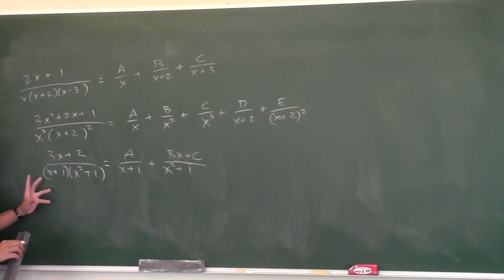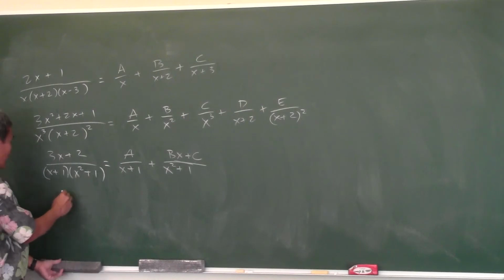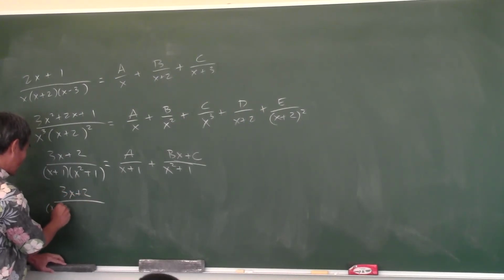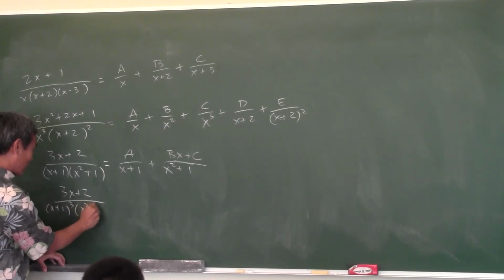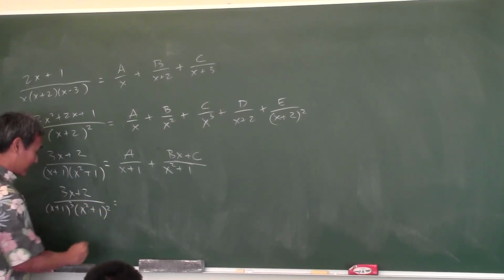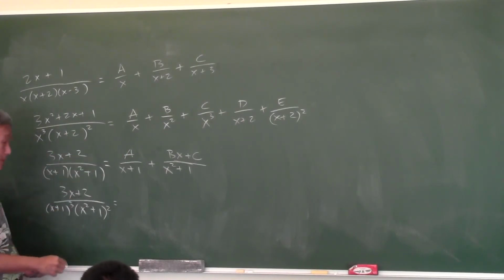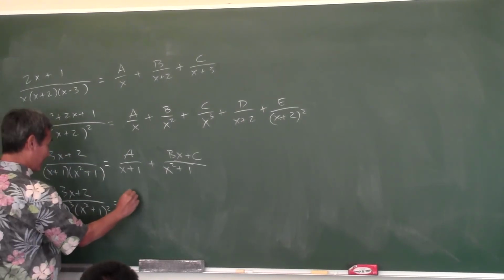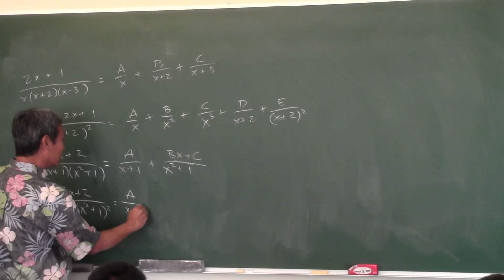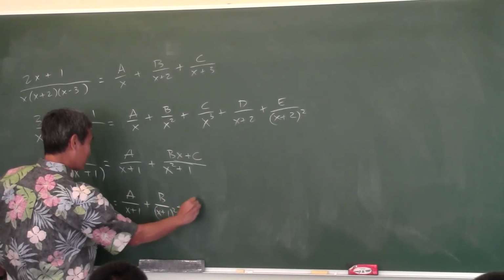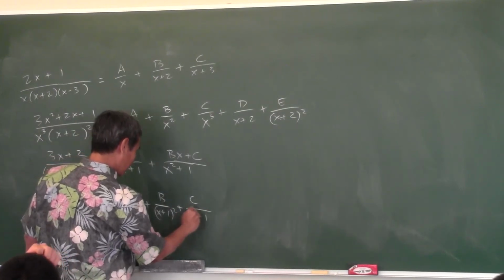Okay, now, what happens when you have repeated quadratic factors and linear factors? So, let's do the same thing. Go 3x plus 2, but on the bottom, you got x plus 1 cubed, and then you got x squared plus 1 squared. Same thing over here, like when you have a repeated thing. So how do you set this up? A over x plus 1 plus b over x plus 1 squared plus c over x plus 1 cubed.